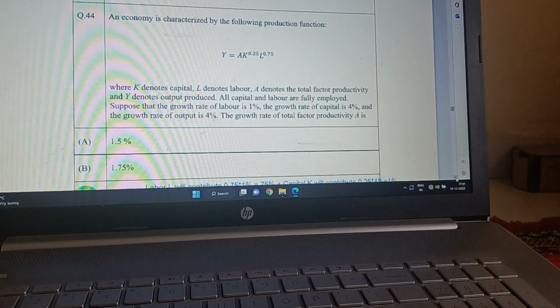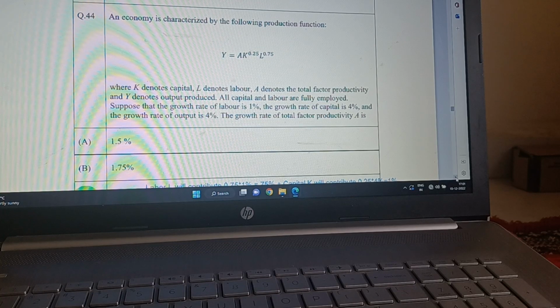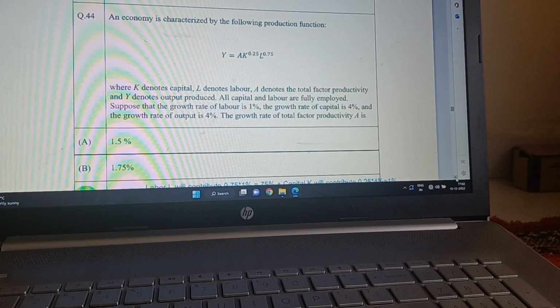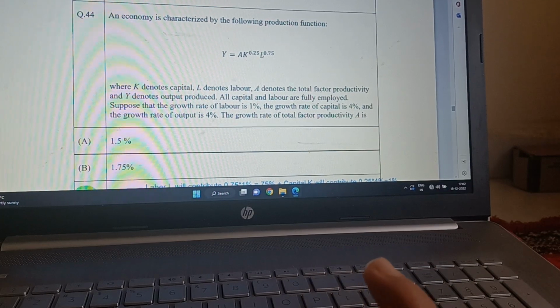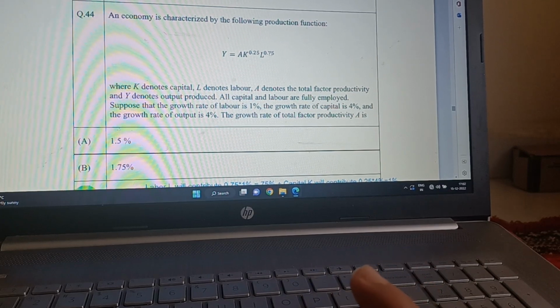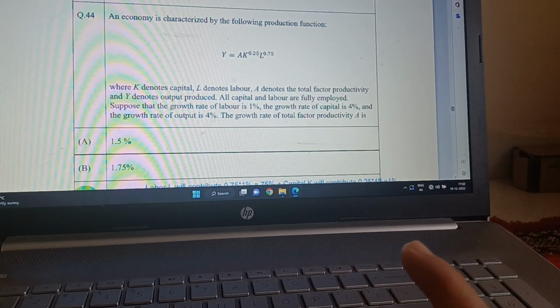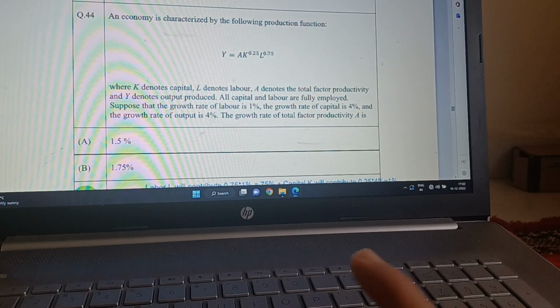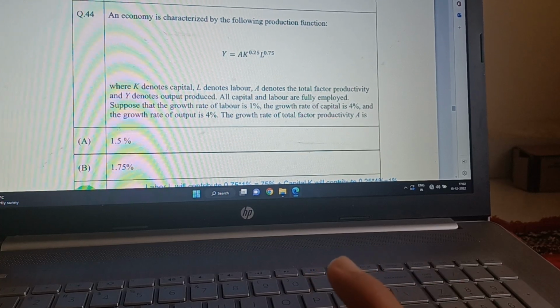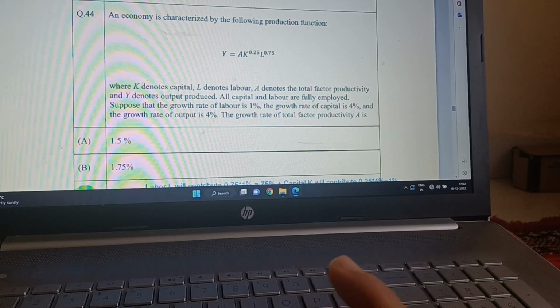The next question is again the same Cobb-Douglas production function. An economy is characterized by the following production function: Y equals A times K to the power 0.25 L to the power 0.75. The sum of 0.25 and 0.75 is again 1, but maybe the question will be different. When the sum is 1, there are constant returns to scale, and the GDP is shared: capital gets 25% of the output and labor gets 75% of the output. So let's see what happens.